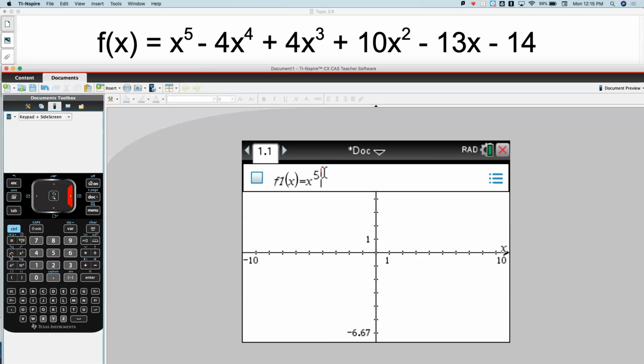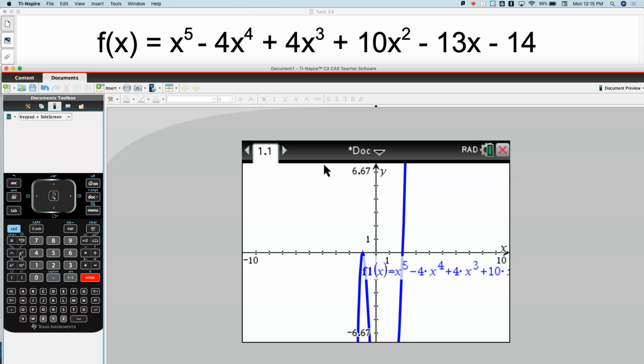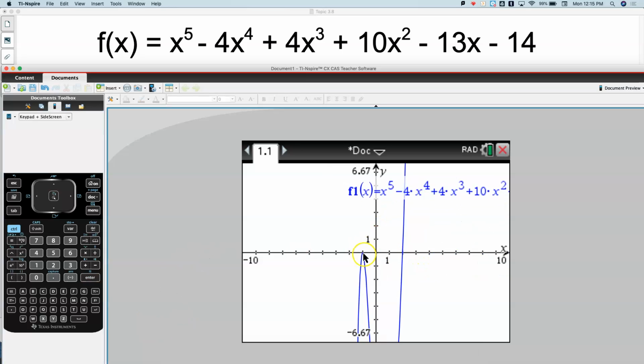x to the 5th minus 4x to the 4th plus 4x cubed plus 10x squared minus 13x minus 14. Shabam. Oh, look what happened on that one, Miss Pataki. Oh, what a kiss. Okay, so it goes through, it appears to be -1, right? And that's a double. And it also appears to go through 2. Okay, and those are both on our list.